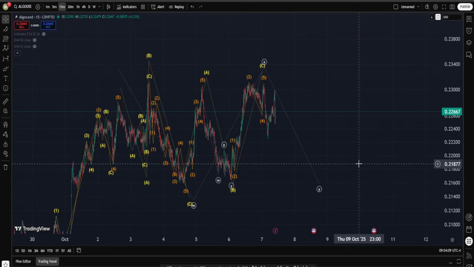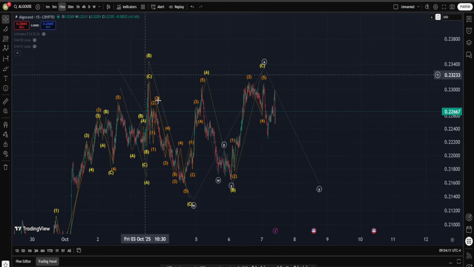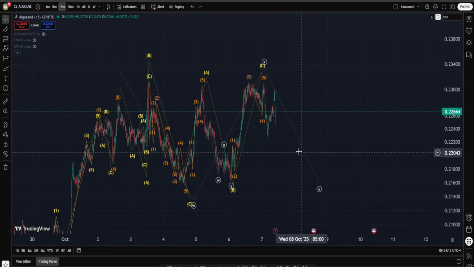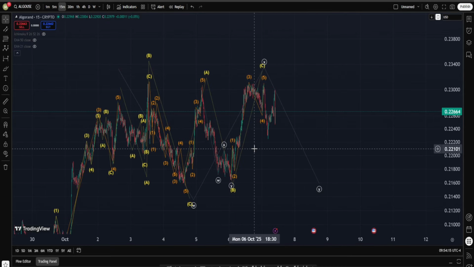And right away, a lot of you are going to say, look, in a flat and a zigzag, we are not allowed to have an ABC expanded flat into wave W, but I like to be flexible with the rules a little bit. Bear with me, it's not even that much of a big deal.